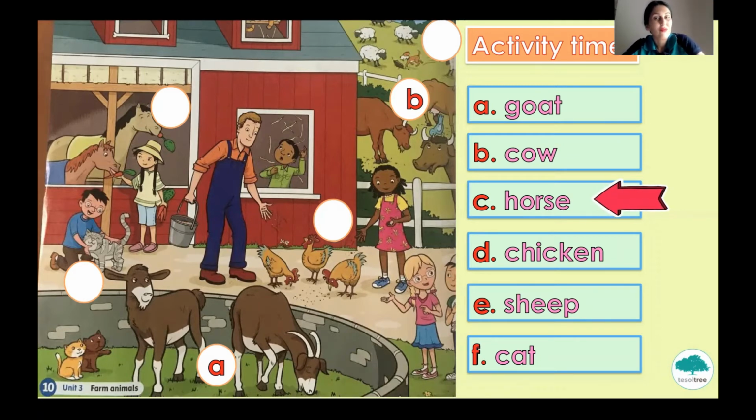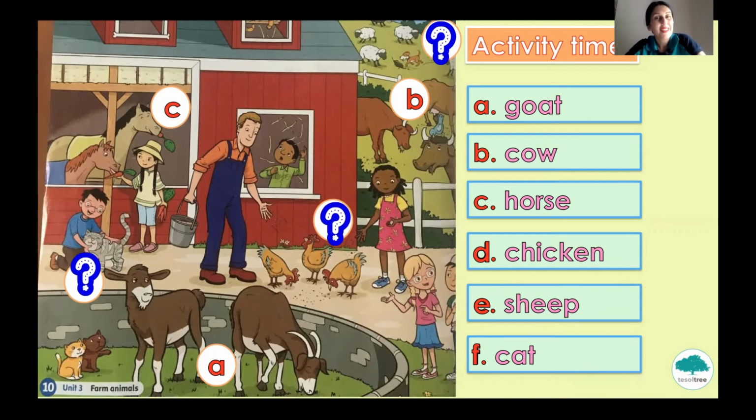Letter C. I want you to find a horse in this picture. That's correct, it's over there. And the horse is eating a carrot. Word number 4, chicken. Yes, we have to find the chicken and write letter D in the circle.